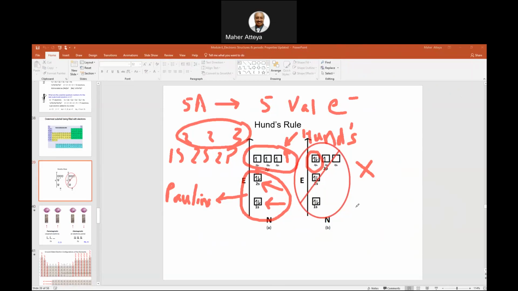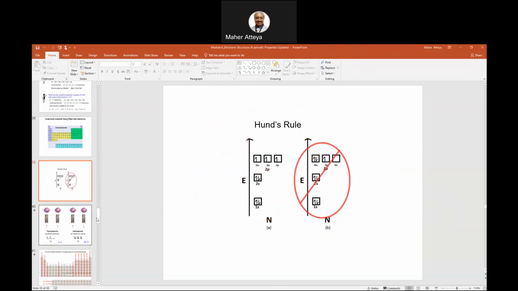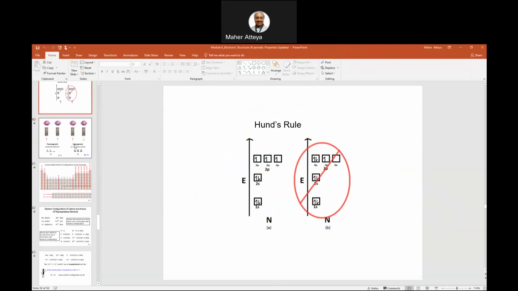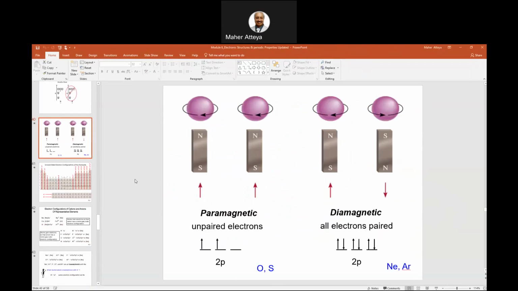First, you enter them singly, and they have to have the same spin, parallel to each other. So this is wrong. This is correct, and this is called Hund's rule. So we have two types of matter here.